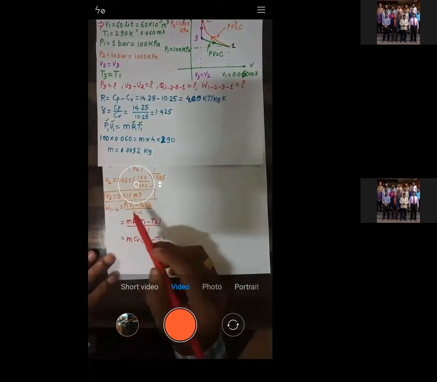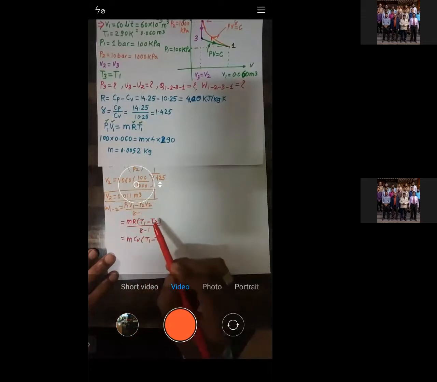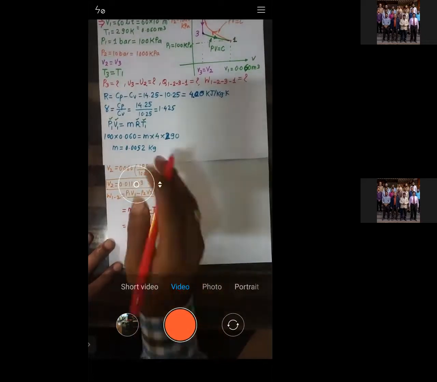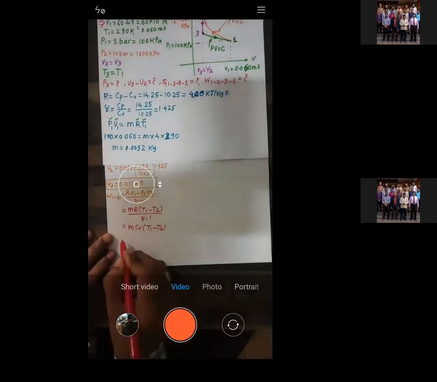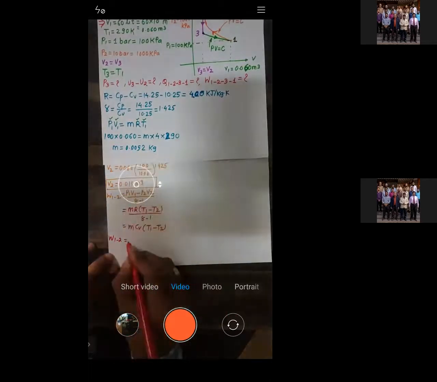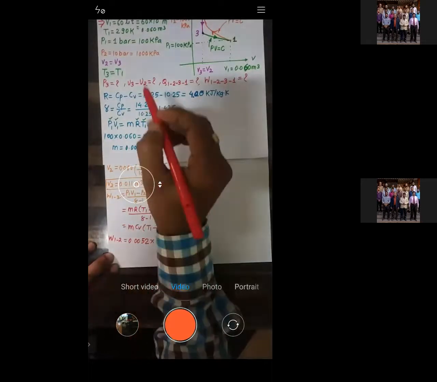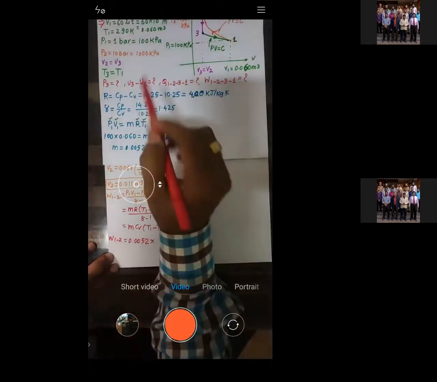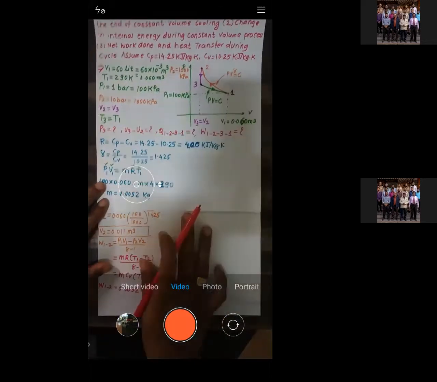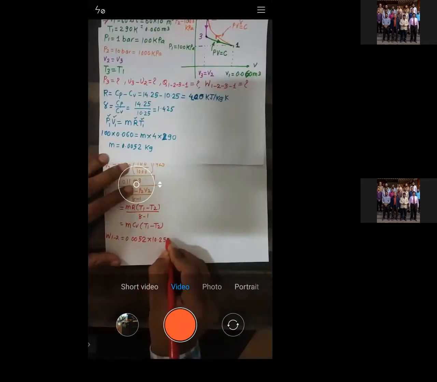See, P1 V1 is mRT1 and P2 V2 is mRT2. Now R upon gamma minus 1 is Cv, right? In any one of the formulas, if you put the values, you will get the same answer. So let us put in the last formula only. So W12 is given by mass, which we just calculated, 0.0052, into Cv. Cv is mentioned in the problem; the value is 10.25.